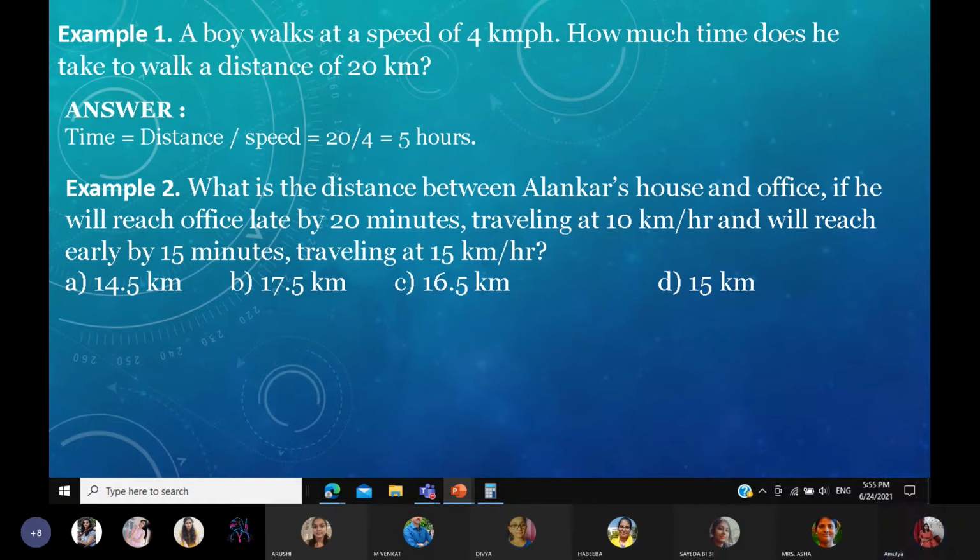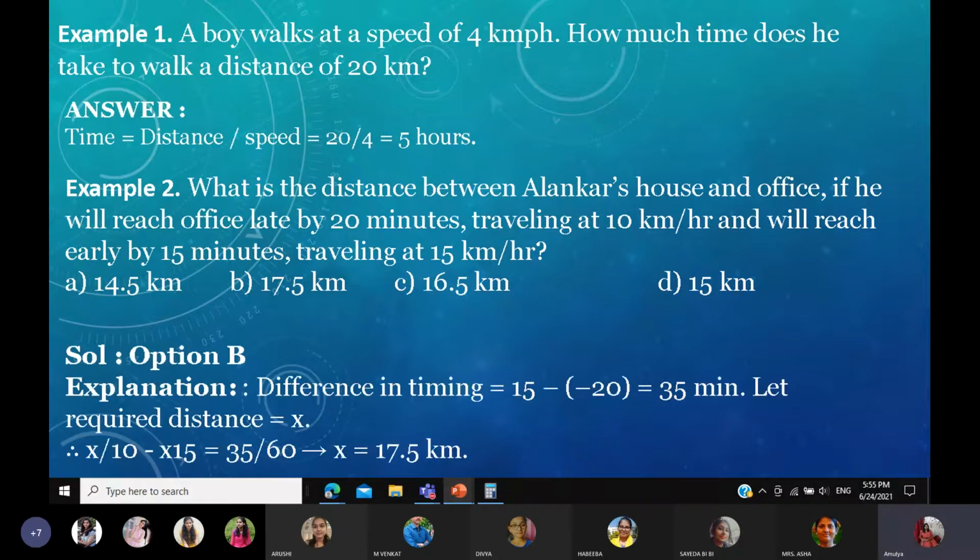Second question. What is the distance between Alankar's house and office, if he will reach the office late by 20 minutes traveling at 10 km per hour, and will reach early by 15 minutes traveling at 15 km per hour? Option A, 14.5 km. Option B, 17.5 km. Option C, 16.5 km. And option D, 15 km. Can anybody answer? The answer is option B.